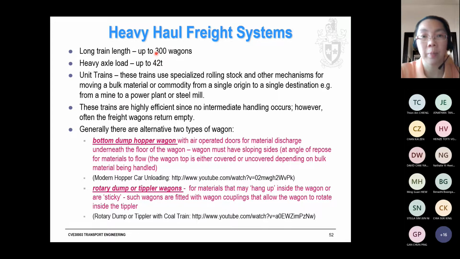And this information would be required if you are to calculate, in terms of the operation, how many wagons you need and how many locomotives you need to provide later on. We'll look at that later in the tutorial.